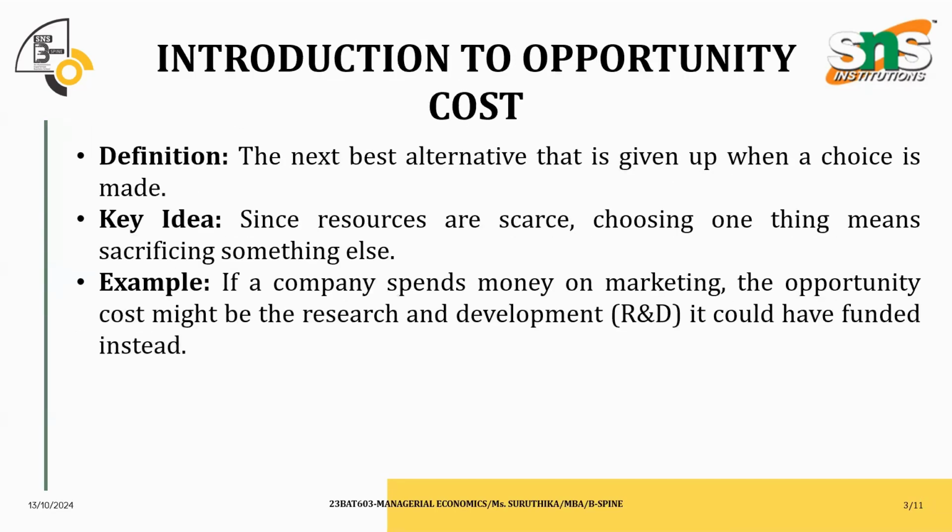Opportunity cost is the next best alternative that is given up when a choice is made. Since resources are scarce, choosing one thing means sacrificing something else. For example, if a company spends money on marketing, the opportunity cost might be the research and development it could have funded instead. So, if the company decides that the marketing team is going to benefit it more, it may compromise on the other teams. On the other hand, if the company believes the R&D is going to benefit its growth more, then the investment made on the R&D team would be higher.